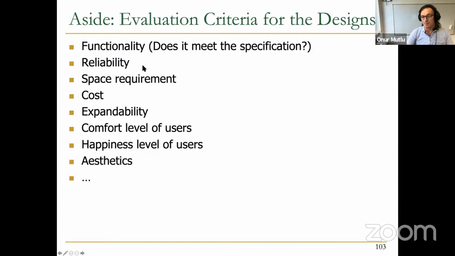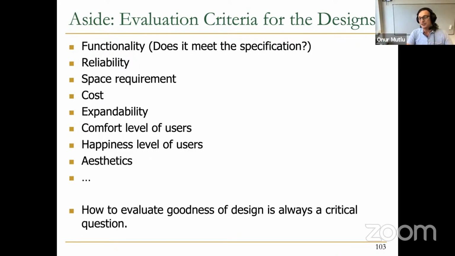Reliability, robustness, space requirement, cost, expandability, comfort level of users, happiness level of users, aesthetics, etc. You can come up with many things over here. Security I don't include over here, but that's certainly an aspect as well. So how to evaluate goodness of design is always a critical question. And this evaluation criteria is really what distinguishes the trade-offs of different designs, basically.